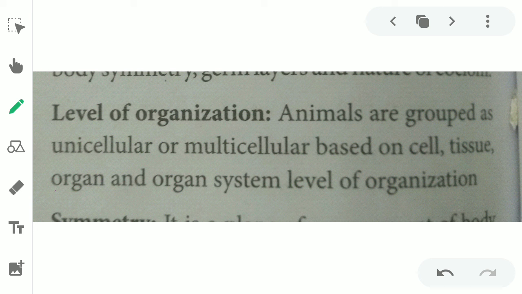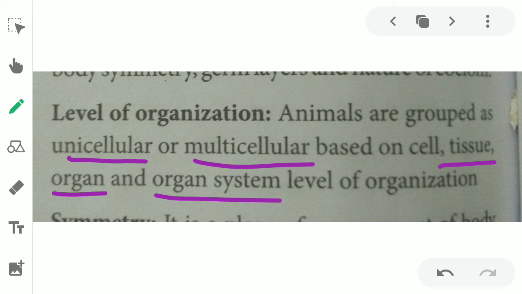Animals are grouped into unicellular and multicellular. Unicellular means a single cell is an organism. For example, amoeba. Amoeba is a single cell. That is an organism. That is unicellular. Multicellular, an organism made up of many cells, is called multicellular. Some cells join together to make tissue. Tissues join together, an organ will form. Organs join together, an organ system will form. The organ systems arranged in the body is called level of organization.